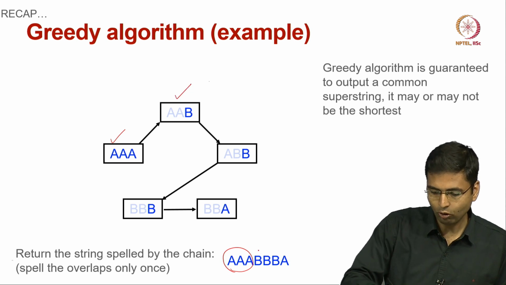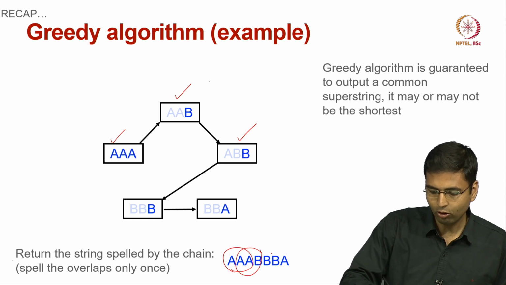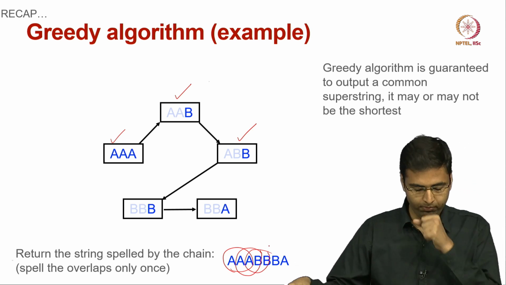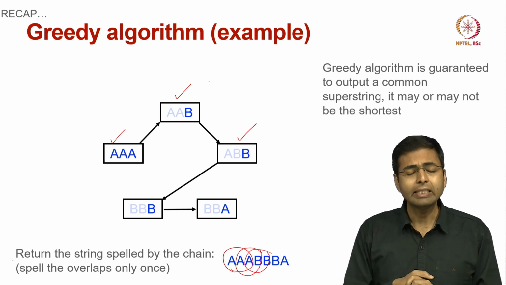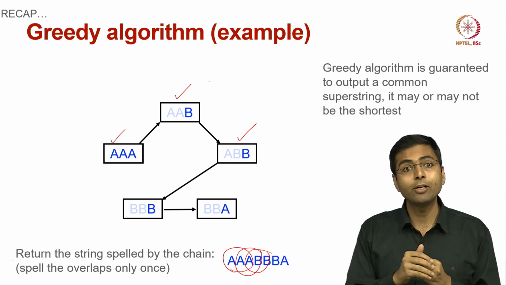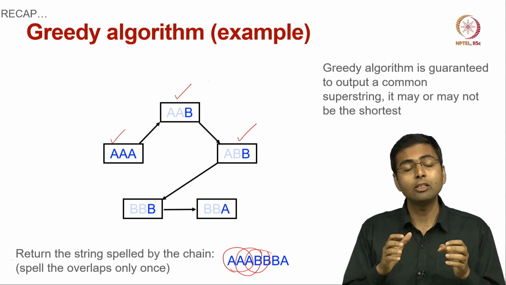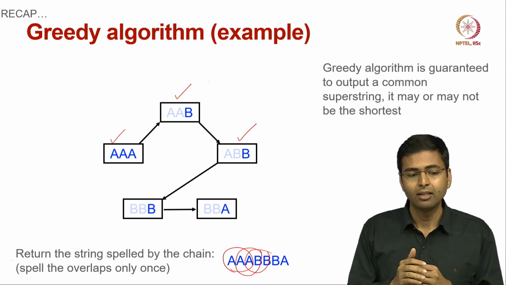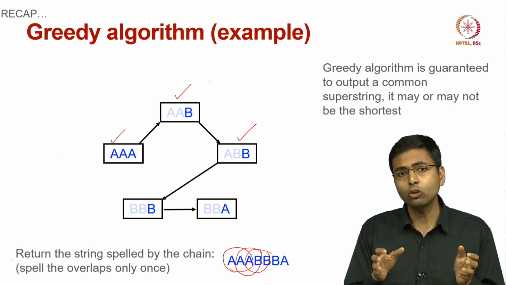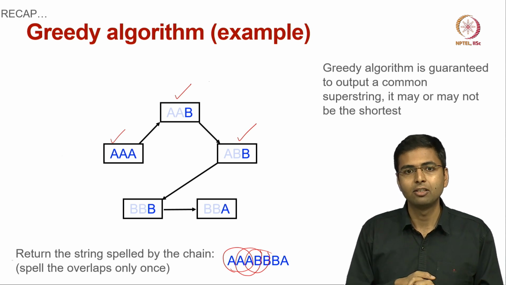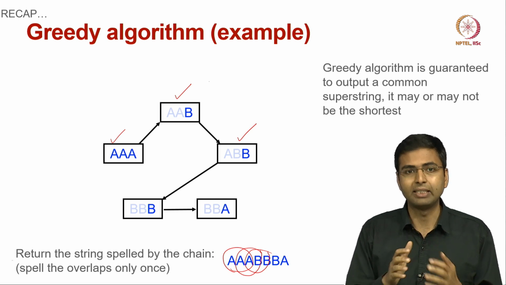AAB is also a substring, ABB is also a substring, and so on. So, in this case we are guaranteed to output a superstring, except that the greedy algorithm is not guaranteed to return the shortest superstring. So, we are not solving the shortest common superstring problem exactly. We are identifying a superstring using this greedy algorithm, and this superstring is not guaranteed to be the shortest string that satisfies this property. So, right now it is a heuristic.